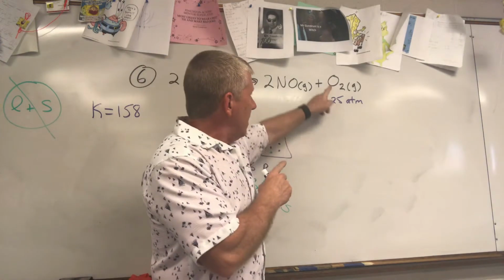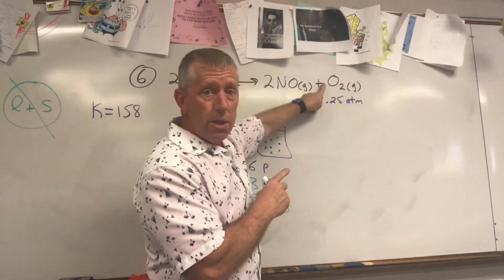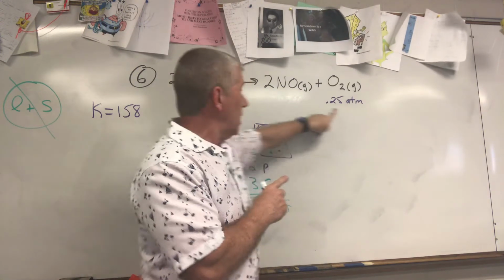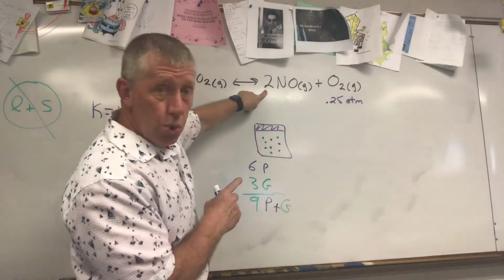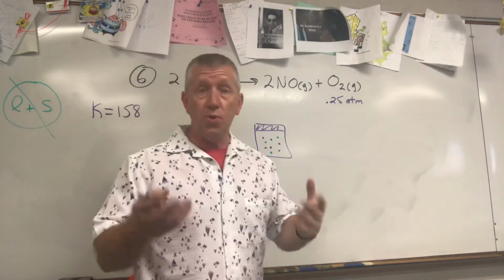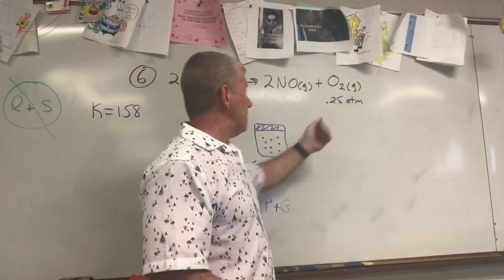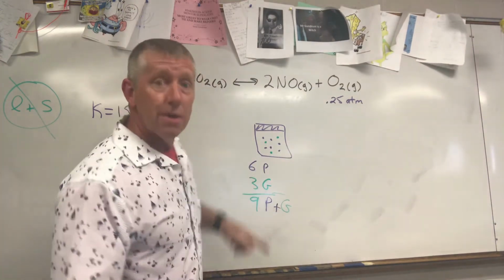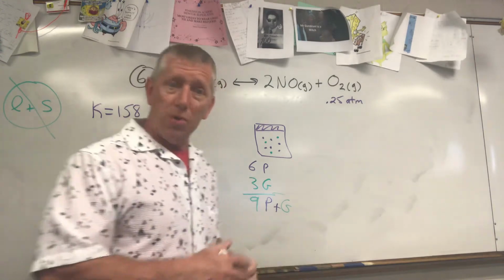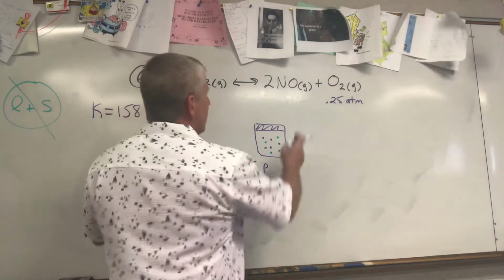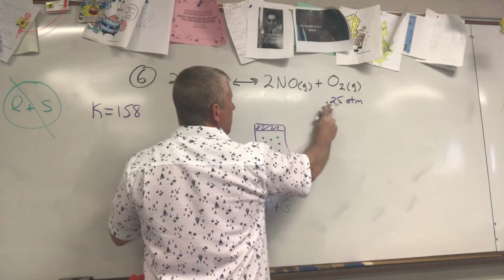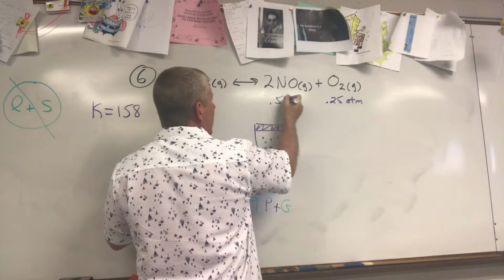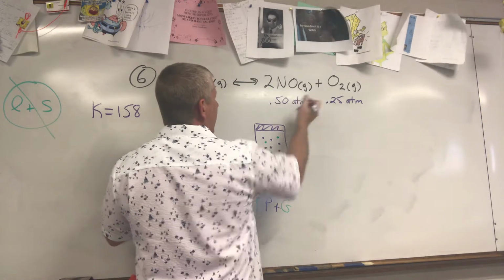If I know that 1 molecule of oxygen provides 0.25 atmospheres, then the 2, and these also mean moles when we're talking about moles, 1 mole provides this, 2 moles should provide what? Twice as much. I already have half the problem done. Oh, this is easy. So that means that if the 1 oxygen provides 0.25, the 2 nitrogen monoxide should provide 0.50 atmospheres of pressure.